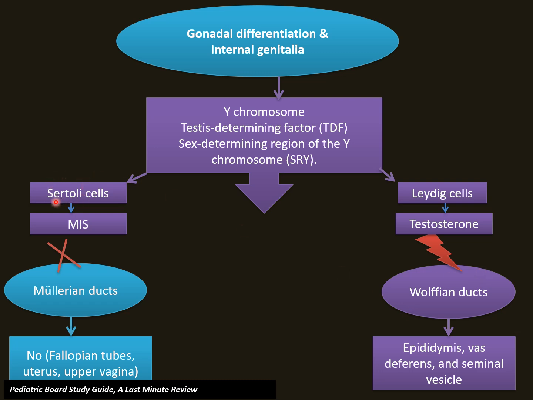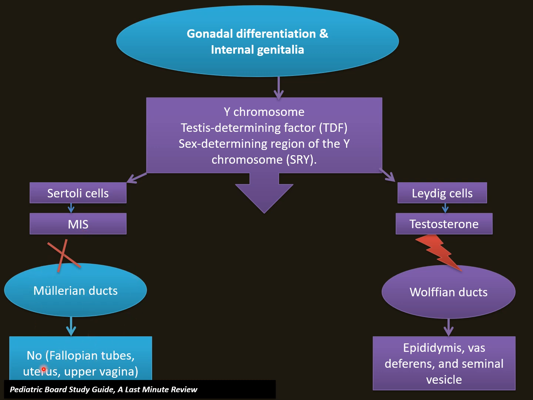Also, this will stimulate the Sertoli cells to produce MIS, which is Mullerian inhibiting substance. This will inhibit the female internal organs from developing, which is the Mullerian duct. If no MIS is produced from the Sertoli cells, or there is insensitivity or resistance to the Mullerian inhibiting substance, internal female genitalia will develop. So if you do not have Sertoli cells producing or stimulated to produce MIS, everything inside will develop female.